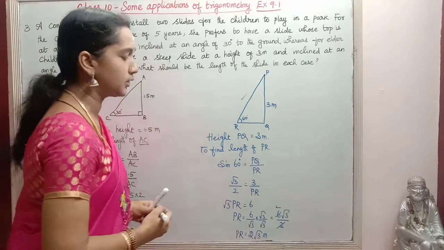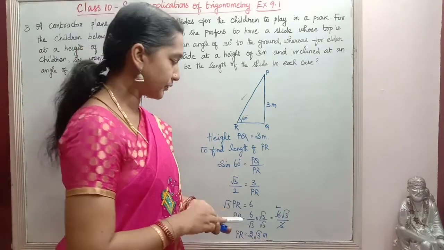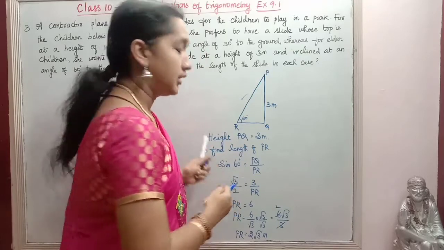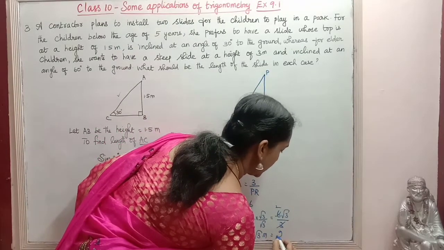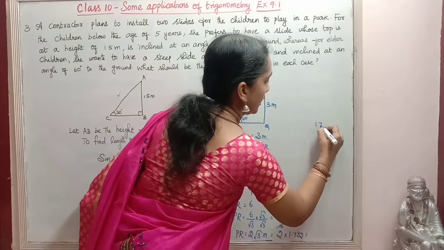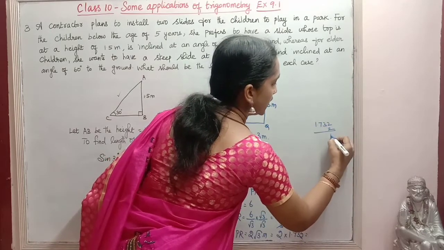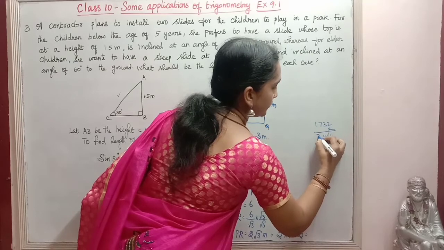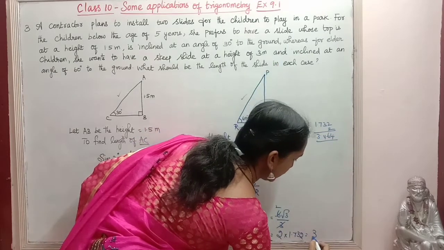PR is equal to 2 into root 3. Okay, if the root 3 value is 1.732, we will multiply 1.732 into 2. 2 2s are 4. So it is 3.464 meter.